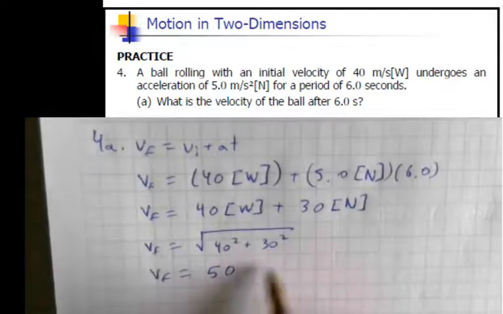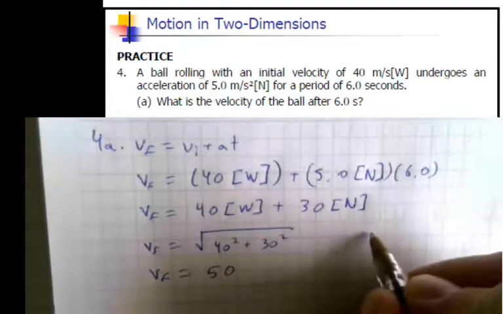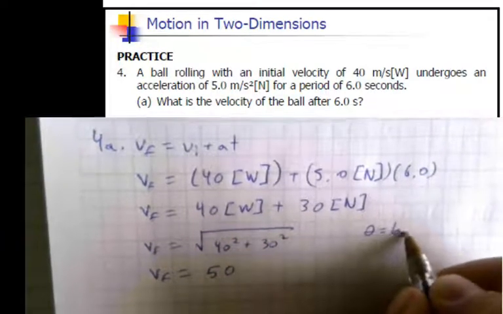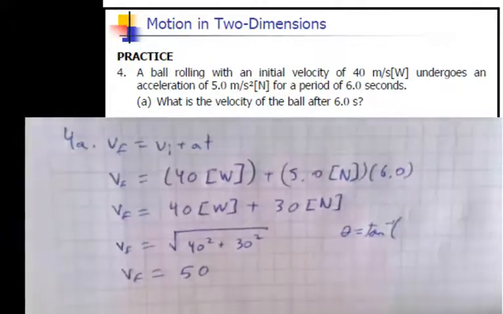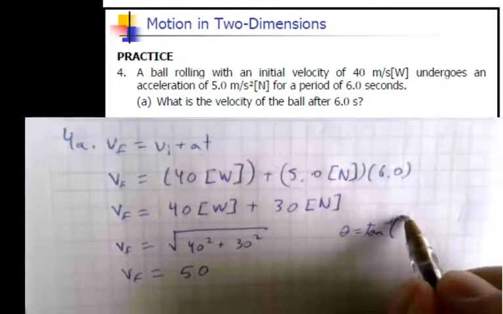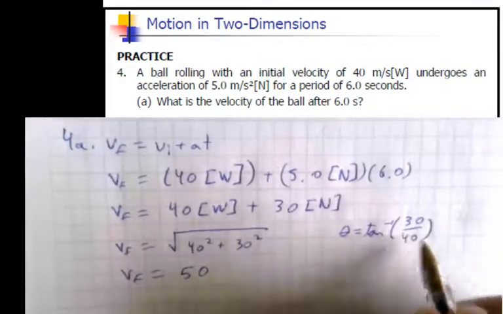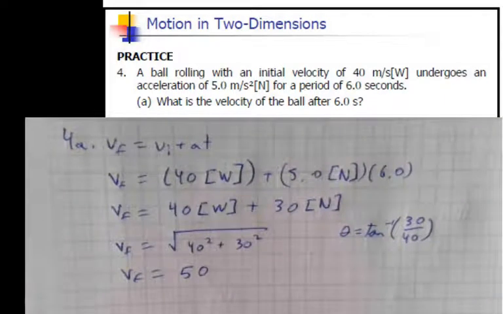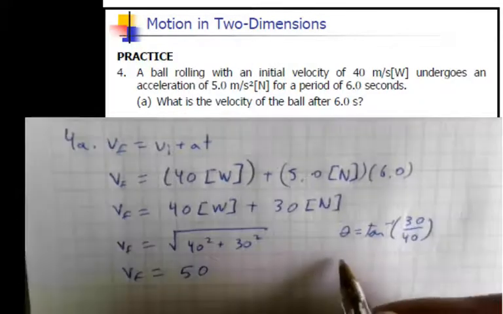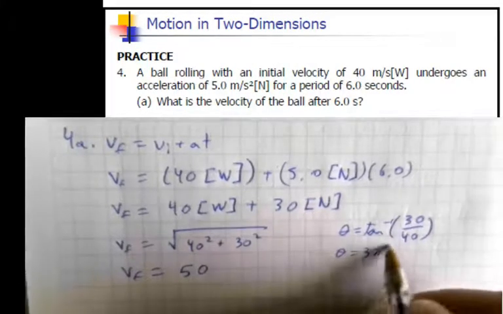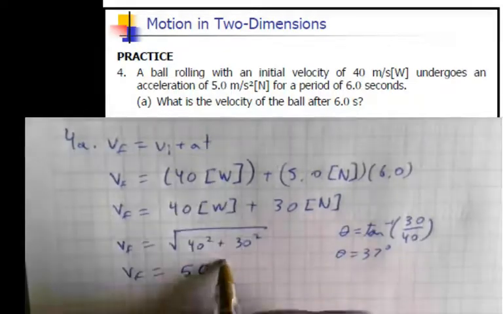But before I write this down here, I have to do a side calculation. The inverse tangent of the smaller value over the larger value, 30 over 40. I won't show this on the calculation, but I'll tell you what the answer is. It's going to be 37 degrees. That's my side calculation.